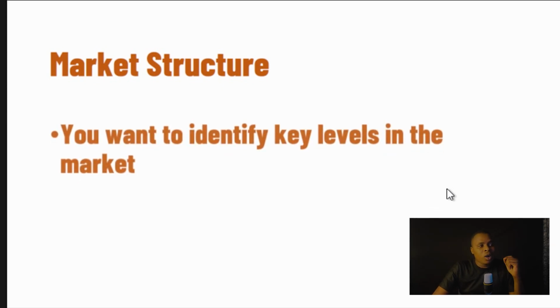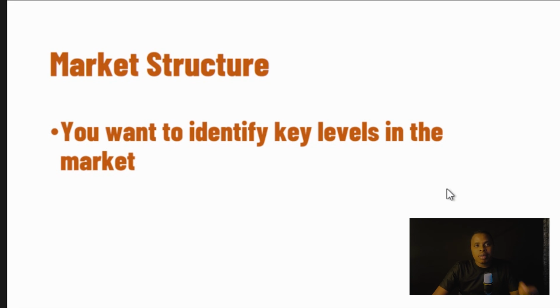What we want is to identify key levels in the market. By key levels, there are two types that you can get in the market. The first one is the support and resistance zone. These are simply areas where the market has been reversing most of the time. And number two, we have supply and demand areas. These are areas or zones where strong buying or selling occurred in the market.